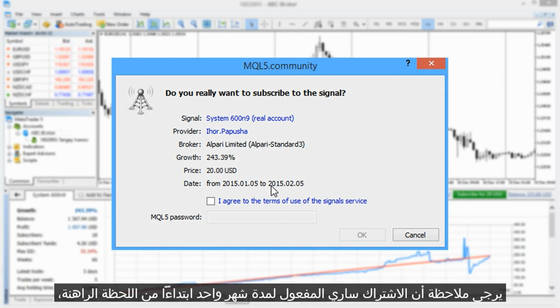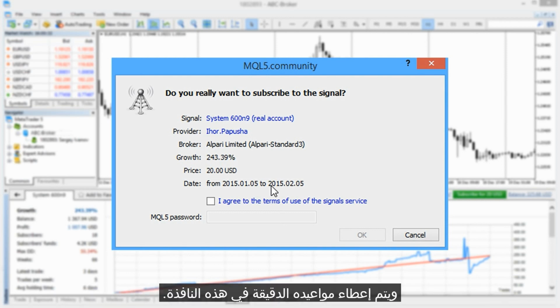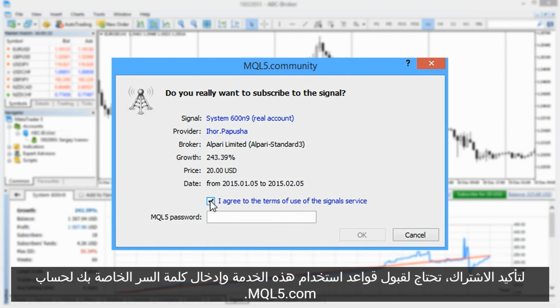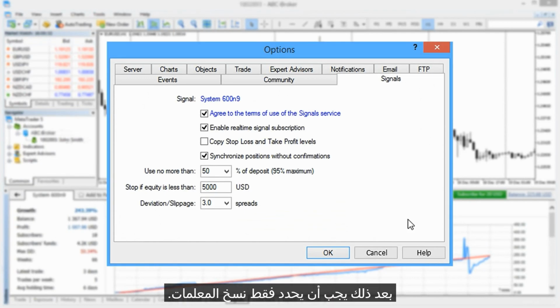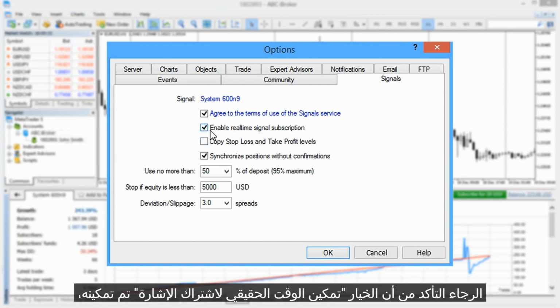Please note that a subscription is valid for 1 month starting from the current moment, and its precise dates are given in this window. To confirm subscription, you need to accept rules of using the service and enter your MQL5.com account password. After that, only copying parameters have to be specified. Please make sure that the Enable Real-Time Signal Subscription option is enabled, as without this, the signal subscriber's trades will not be executed on your account.